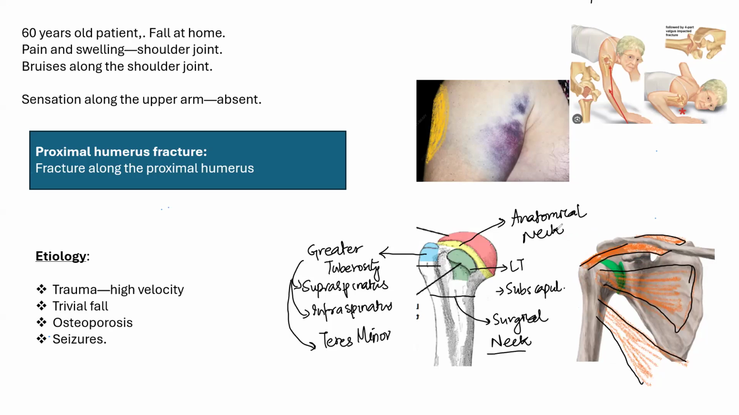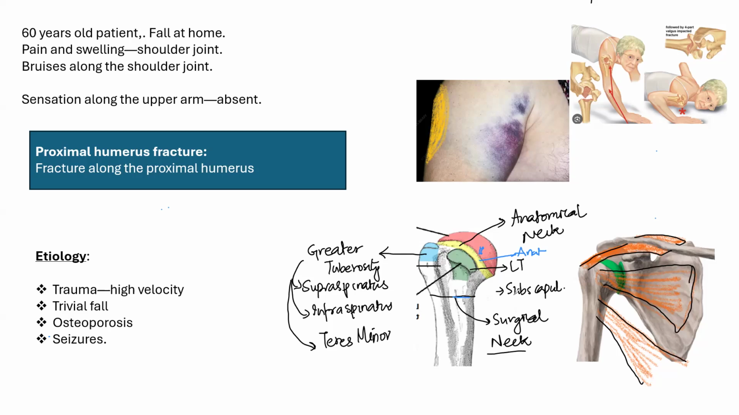This is the attachment of a part of the head of the humerus. If you see, this is the head of the humerus. This is your anatomical neck. Anatomical neck is the attachment of the head of the humerus to the proximal aspect of the humerus. Then this is your surgical neck. It's just lower to the greater and lesser tuberosity. Then you have the greater tuberosity.